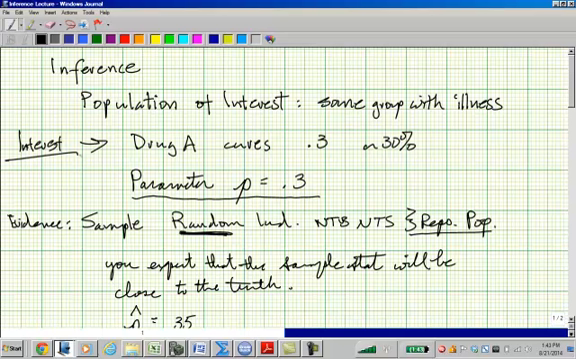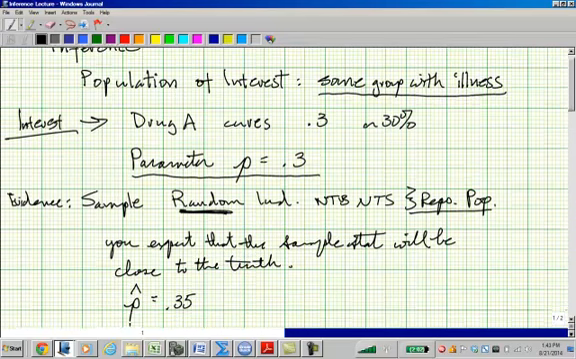In this case, we're talking about a drug. And the previous drug cured 30% of this population of interest, a group that has this illness. It's not the whole population in the world or in the country. It's the population of patients with this illness. And the currently held belief, based on probably thousands of cases of patients who have taken this drug, is that the cure rate is 0.3. So that's a parameter about this population, p equals 0.3.